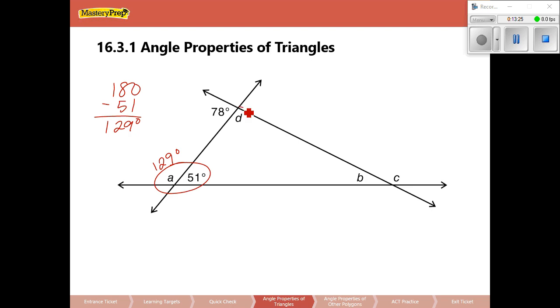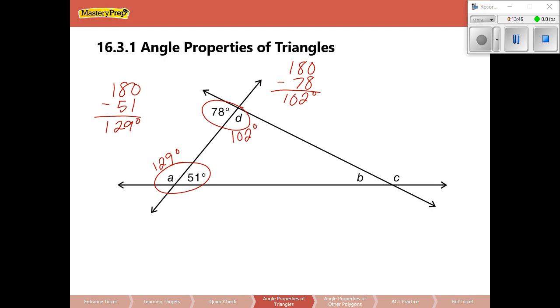If we wanted to find the measure of angle D, well, 78 and angle D, again, make a straight line. So we can take 180 and subtract 78 from it, which would give us 102.